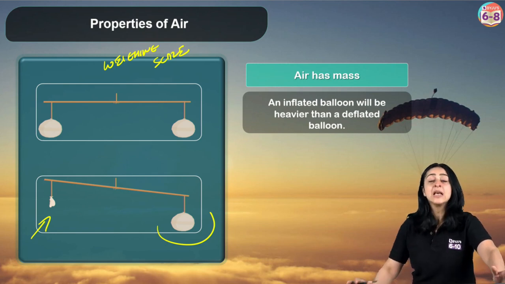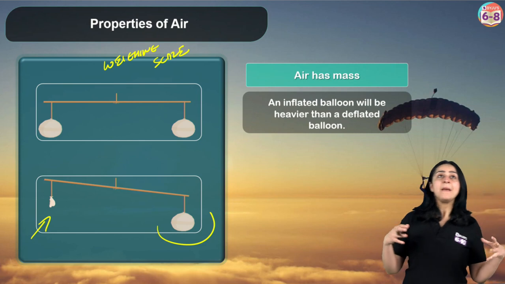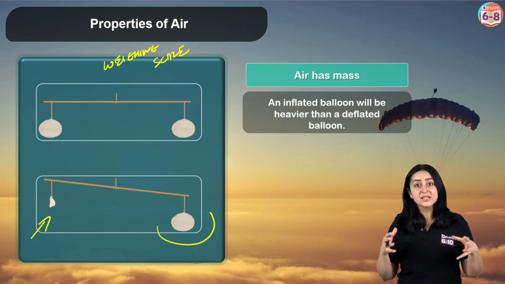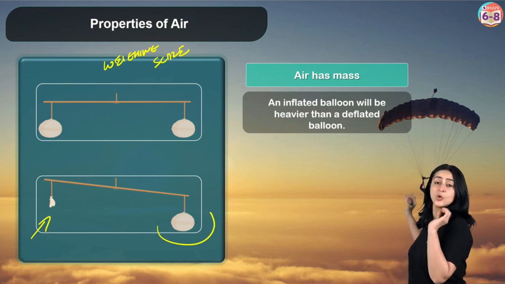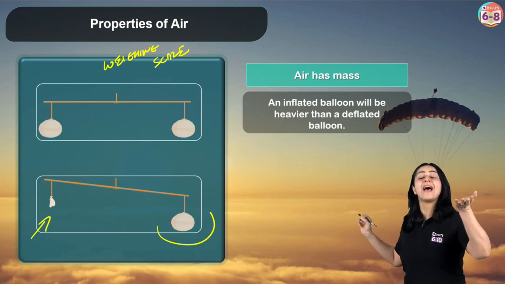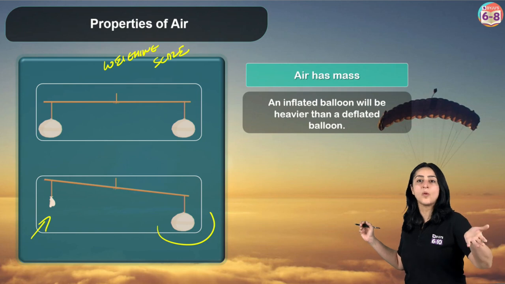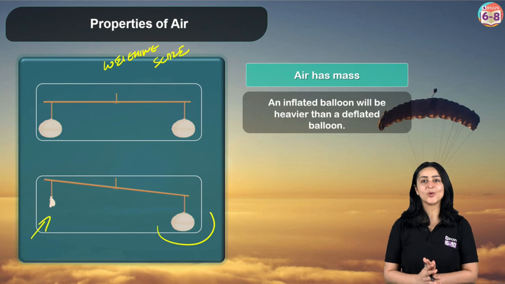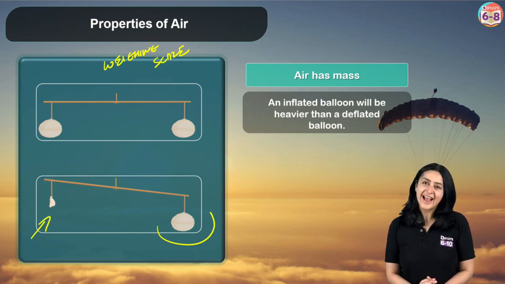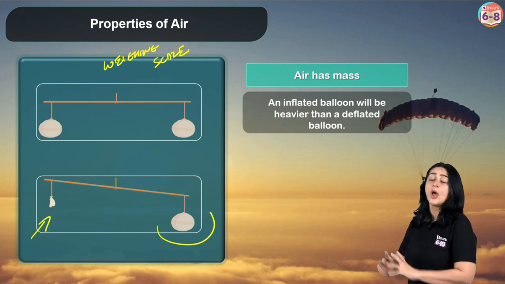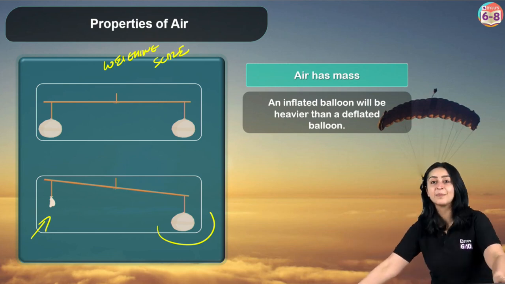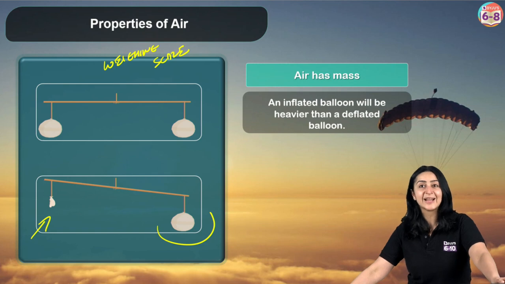We know what mass is. Mass is the amount of matter that is in a particular substance. Now, air has mass, which means that when you deflate a balloon, it will have less mass. It will have almost no mass, and the one that has air in it will go down. This shows us that air has mass. So an inflated balloon will definitely be heavier than a deflated balloon.